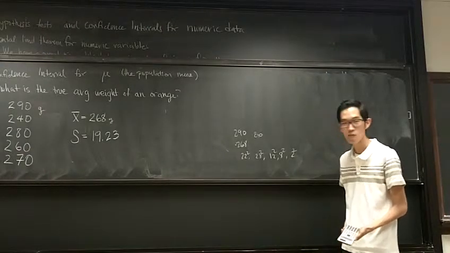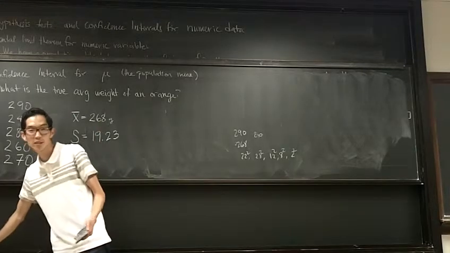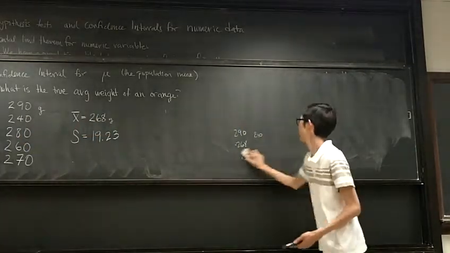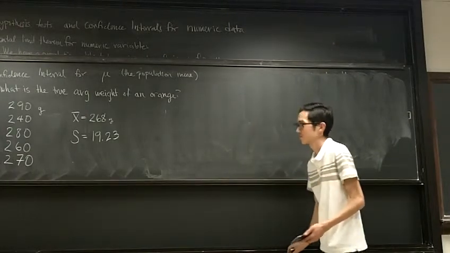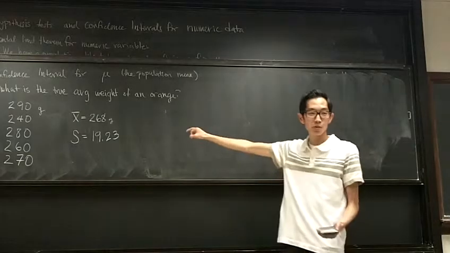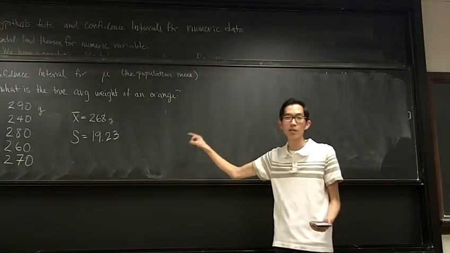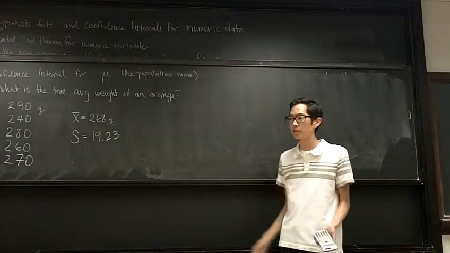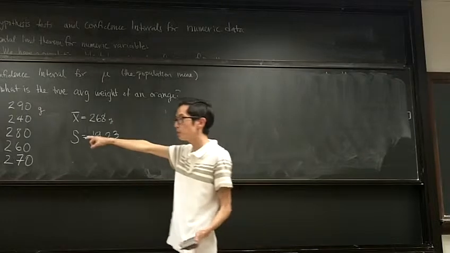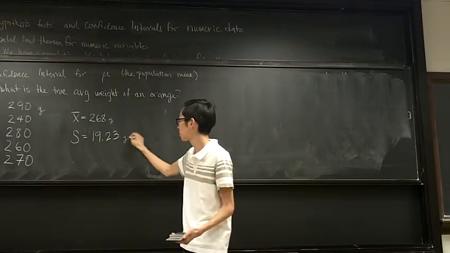This is for the standard deviation. Why do you divide by 4? You divide by n minus 1. Okay, you're right. Anyway, that's my standard deviation. This can serve as a ballpark number for the population standard deviation. The standard deviation of my sample was 19.23 grams.